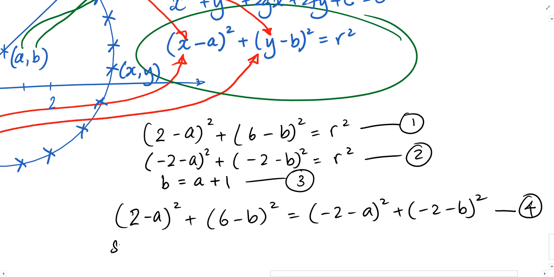Then sub 3 into 4. So all your b's will become a + 1. So now your equation 4 is left with only 1 unknown. Then with 1 unknown, you can substitute into equation 3 again. Then you get both a and b already. Once you get both a and b, you can substitute into 1 or 2 again to get r. Then you have the answer already.